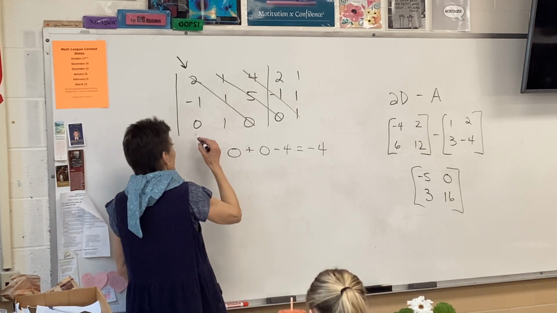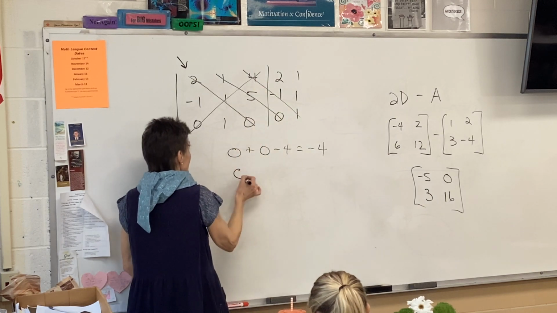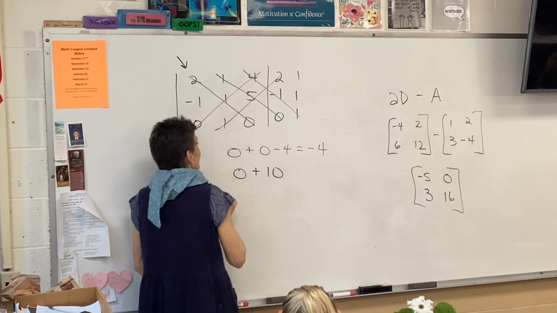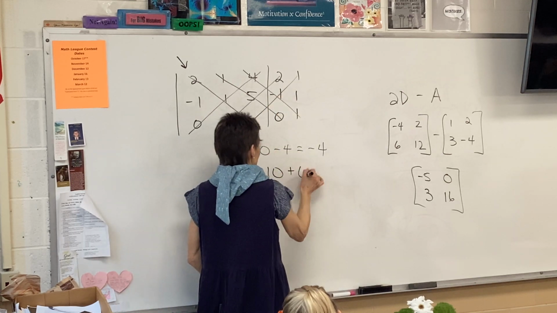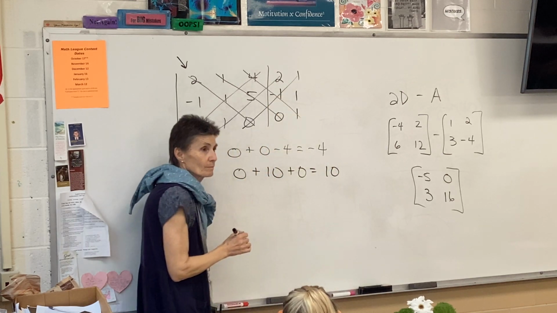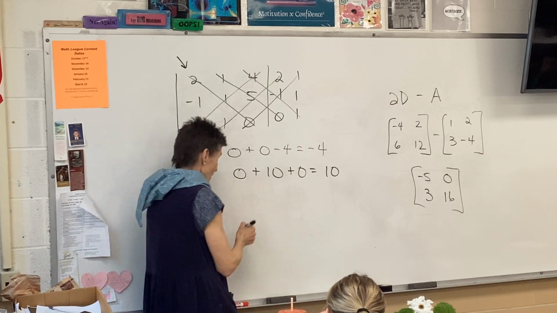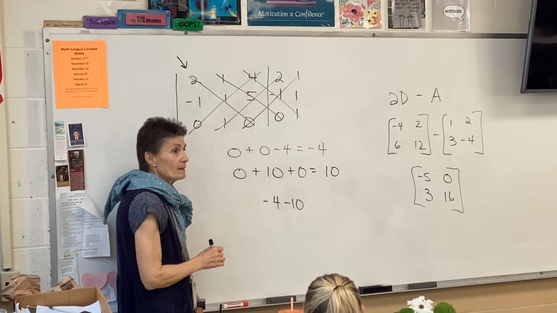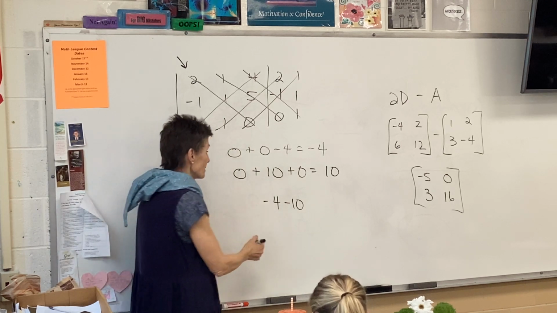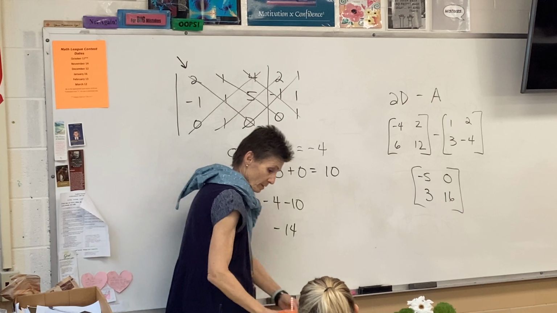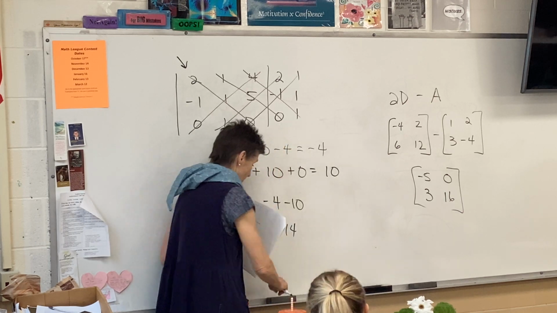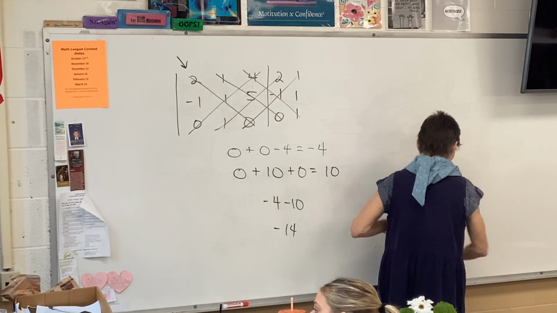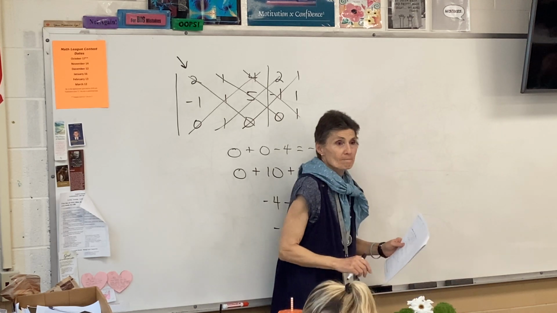And then we go the other way. So we multiply here and get a 0. Here we get a 10. And here we get another 0. So then we take those two numbers and subtract them. So negative 4 minus 10, the answer to the problem is negative 14. Got it?